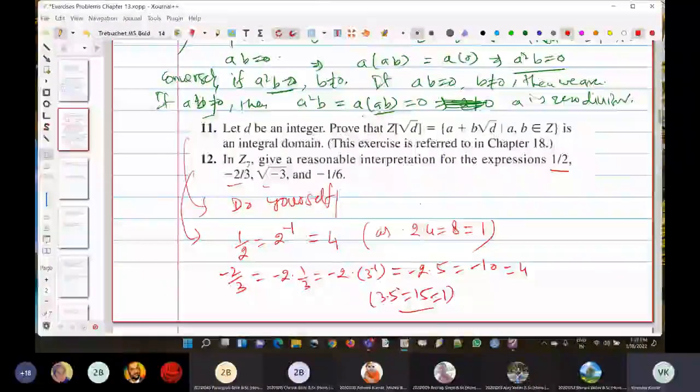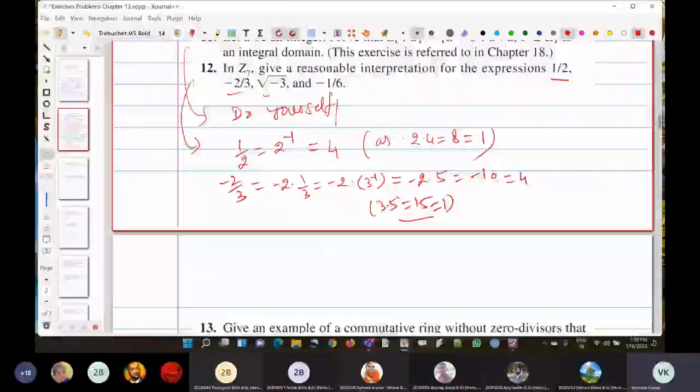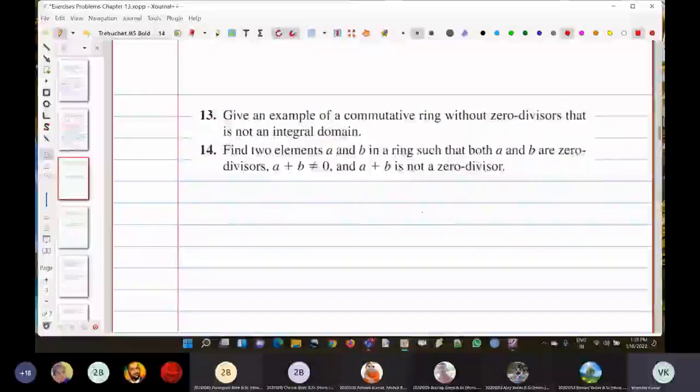-7 and square root of 1 by square root of -3.